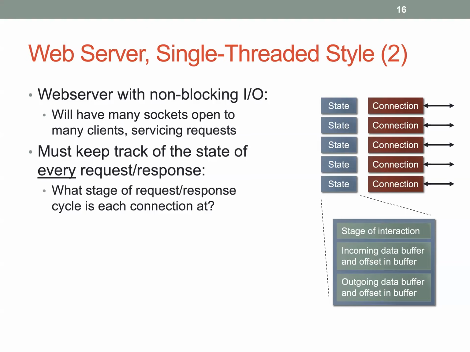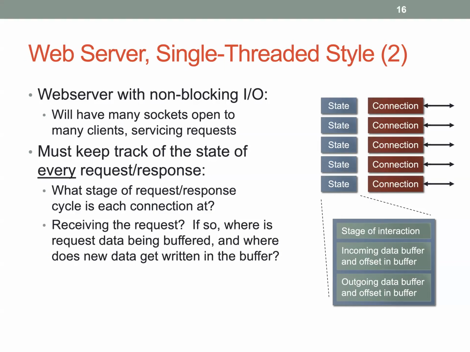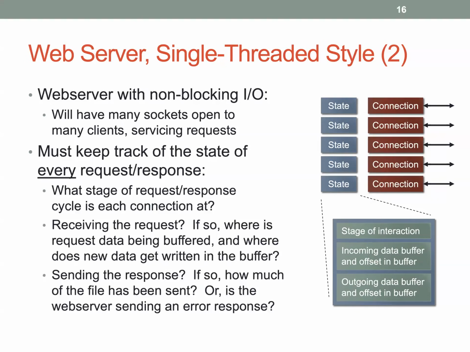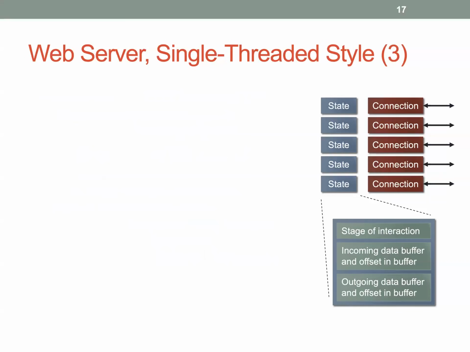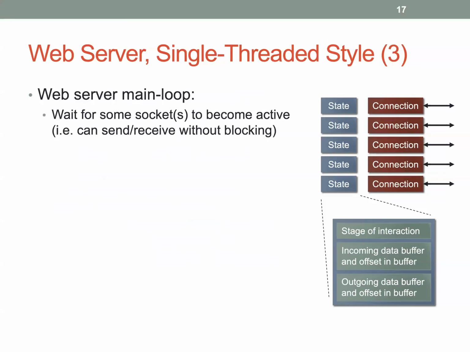What stage of the request or response cycle is each connection at? Am I receiving? If so, how much data have I gotten so that you can keep appending data as it comes in? Sending the response, how much of the file has been sent, or is the web server responding with an error? These kinds of things. And so the main loop is going to do something that monitors, like with a select call or a poll call, monitoring all these connections concurrently and waiting to see if it can read or write on one of them without blocking. That's what this does.